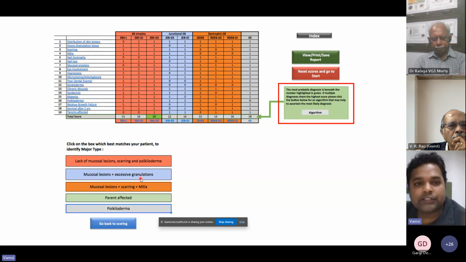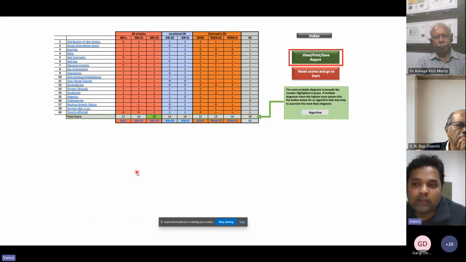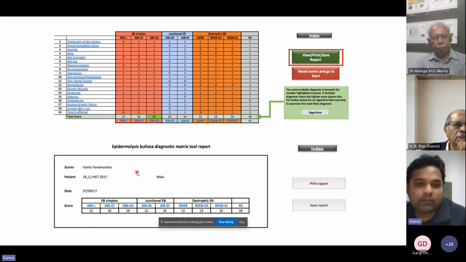Or if you have excessive granulation tissue, it would point more towards junctional EB. So there is an algorithm that would clear out if there are more than 2 columns that are there. Finally, you can print that report and give it back to the patient.